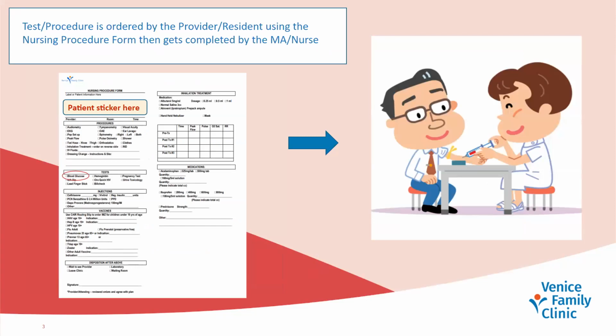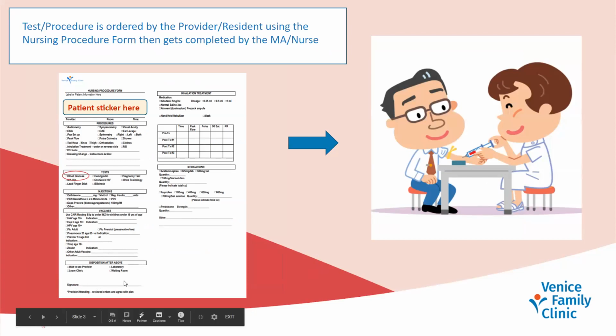So test procedures are ordered by the provider/resident using the nurse procedure form and completed by the MA. Make sure you check them off and then get a signature from your attending, if they're agreeing with the plan. There you place a sticker and then the room number, and then the signature if needed.